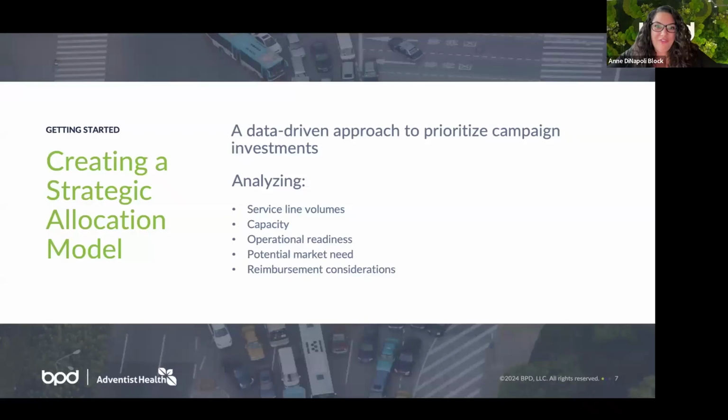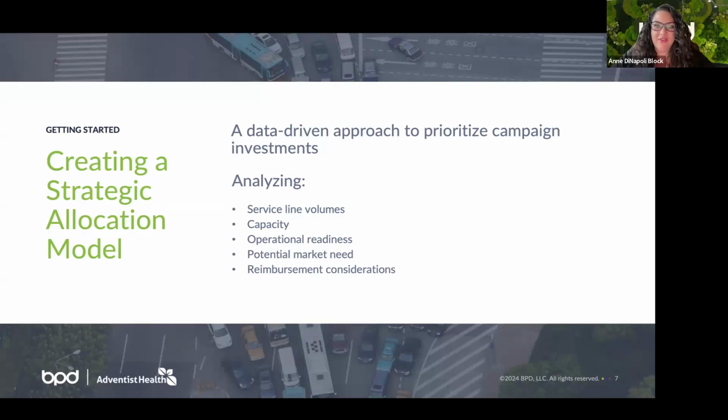So the solution for that challenge we have found is really trying to create a strategy to level the playing field. It's all about using data for your data-driven marketing. We have created, and have really worked alongside Erica and many of our clients on, what we lovingly call SAM. So SAM is a strategic allocation model.